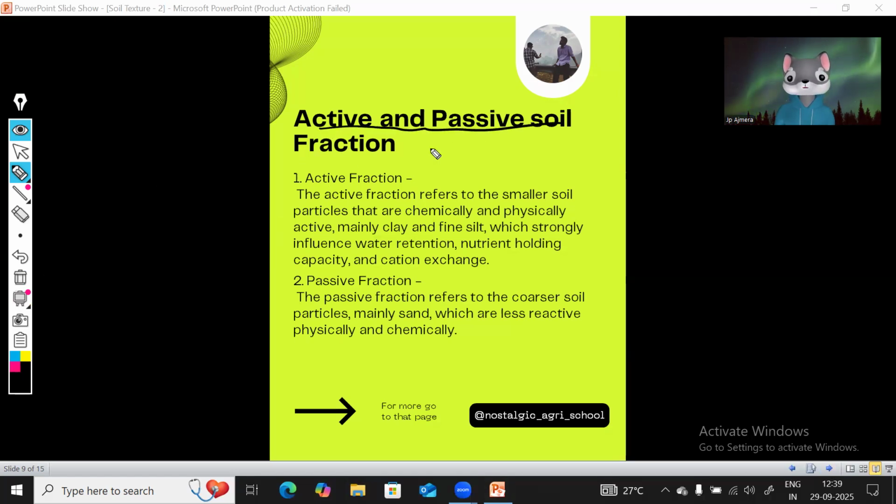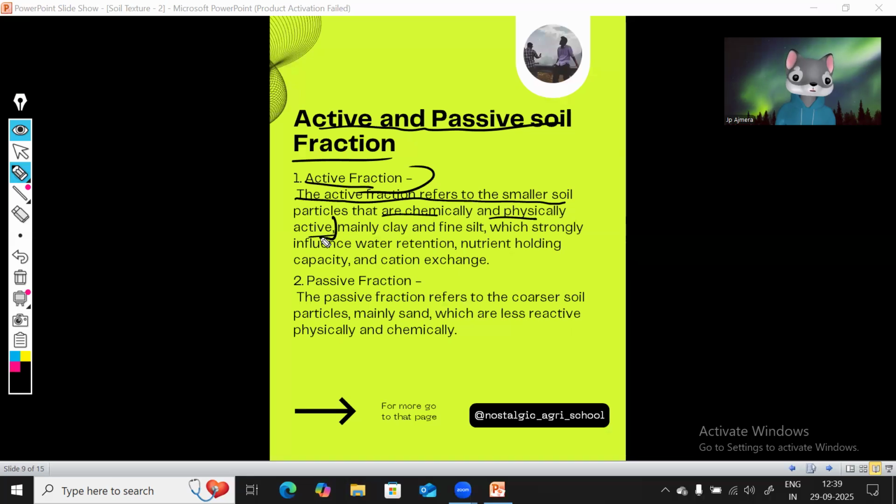Active and passive soil fraction. Active fraction, what is active fraction? The active fraction refers to the smaller soil particles that are chemically and physically active, namely clay and fine silt, which strongly influence water holding capacity and cation exchange capacity. What does that mean?